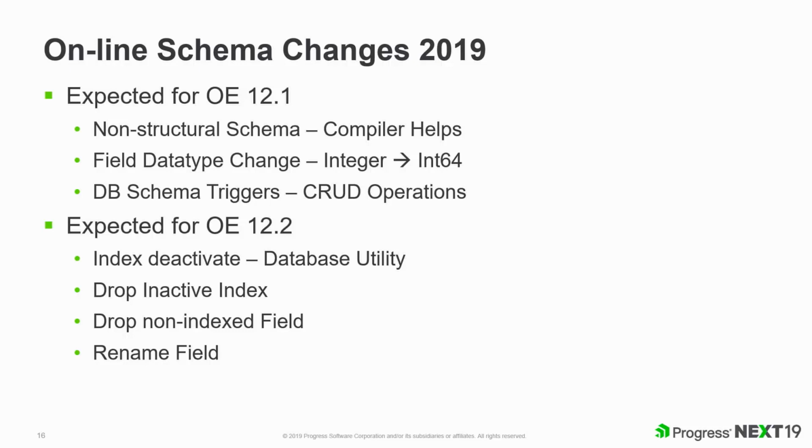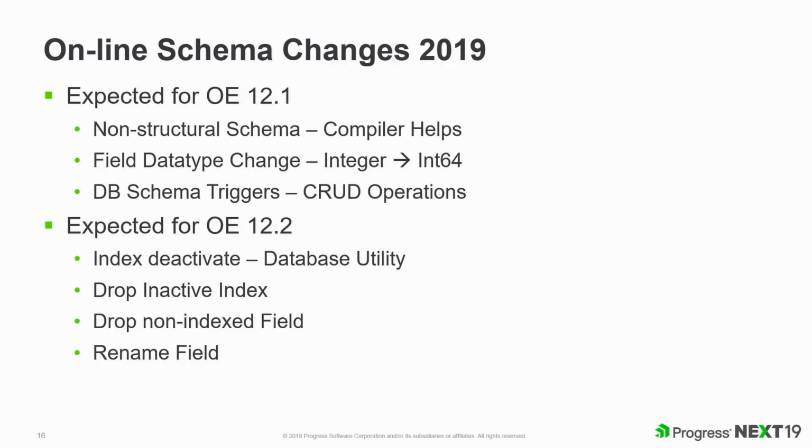In 12.2, as Rich already mentioned, there's some database utilities work that's going on. One of the things is deactivating an index. Once the index is deactivated, and the database group has done the lion's share of the work on that, then for the runtimes, it's a relatively small job for us to be able to then drop an inactive index and make sure that all of the clients know not to use the index because it's disappeared.